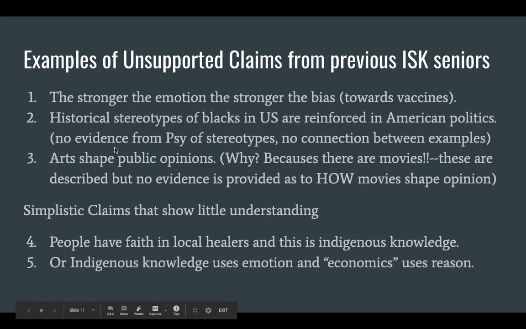The stronger the emotion, the stronger the bias towards vaccines. Well, probably true. Very difficult to measure. There's very little evidence supplied in this case that supported that claim. Another one: historical stereotypes of blacks in the US are reinforced in American politics. Well, okay, it's probably true, but one cannot just make the claim and then leave it alone.